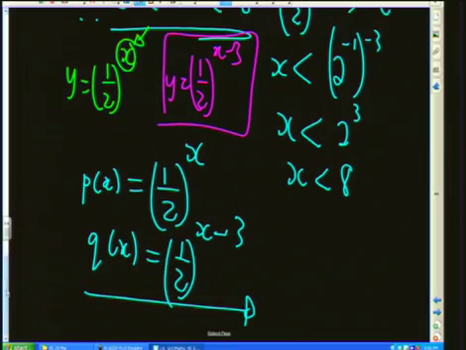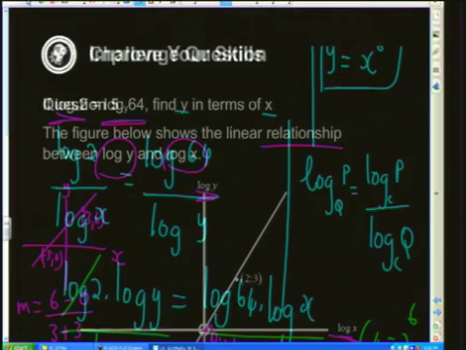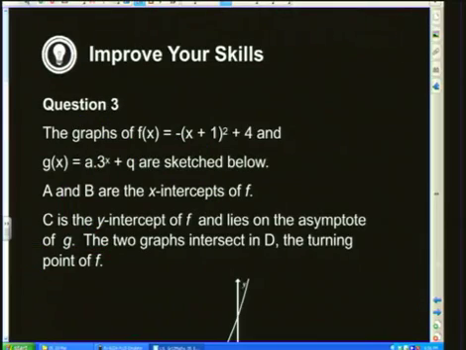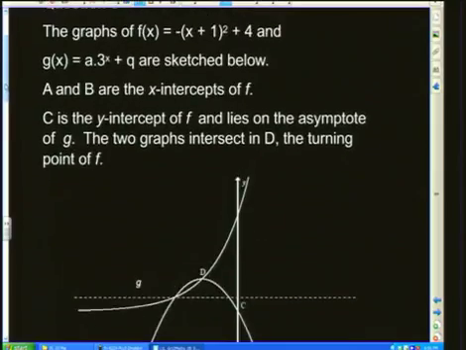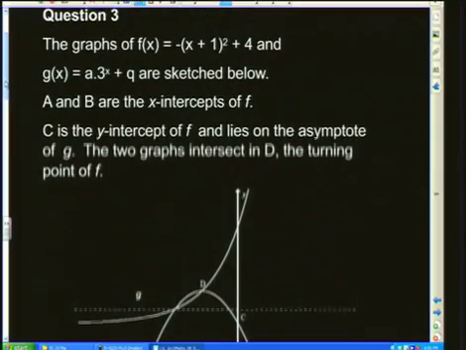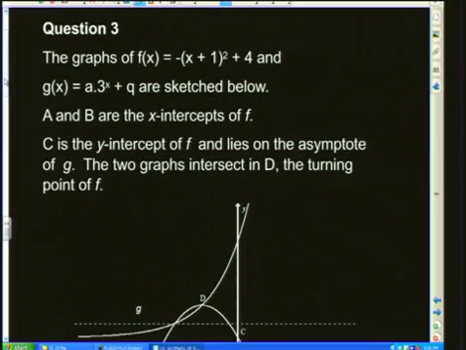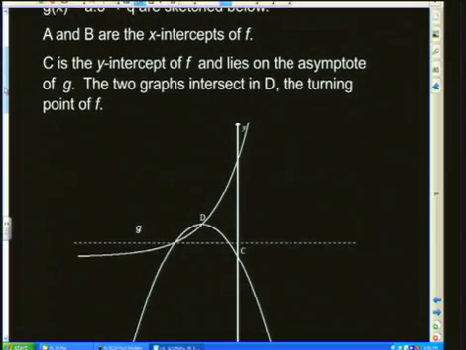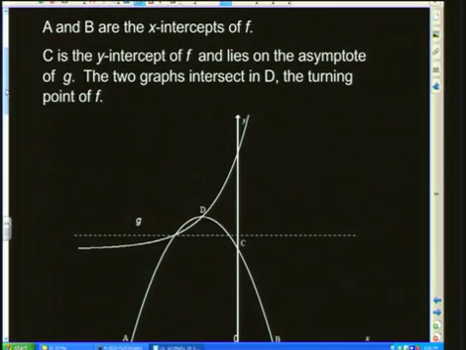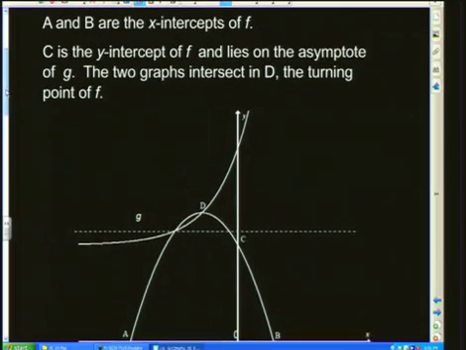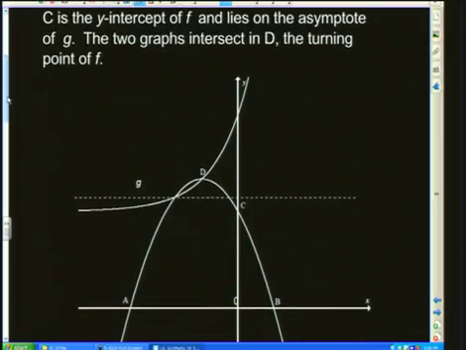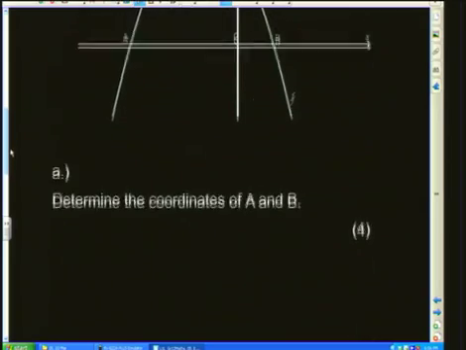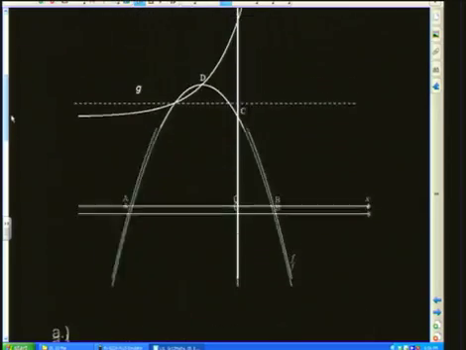Now, I think we are left with a question here. Now, our question 3 says, the graph of f of x equals minus bracket x plus 1 squared plus 4, and g of x equals a times 3 to x plus q as sketched below. A and b are the x-intercepts of f, c is the y-intercept of f and lies on the asymptote of g. The two graphs intersect in D, the turning point of f. Now the first question, find the coordinates of a and b.